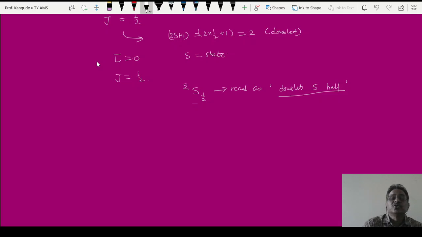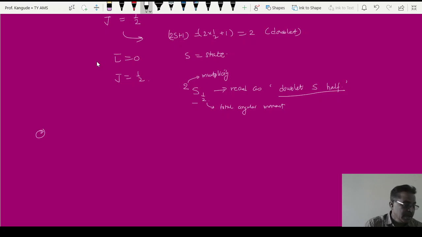Okay, so this superscript gives, as we have seen, the multiplicity. This is the total angular momentum. And this letter symbol S is for the value of capital L equal to 0. This is written to be this. Now I will give another state.